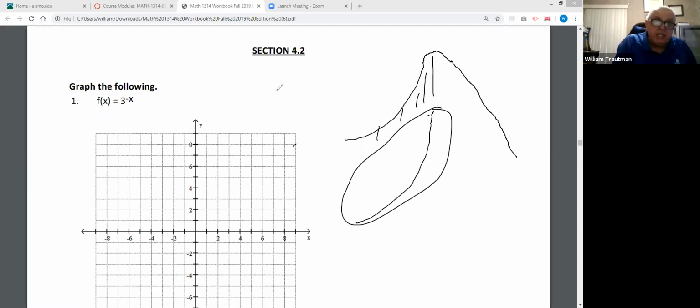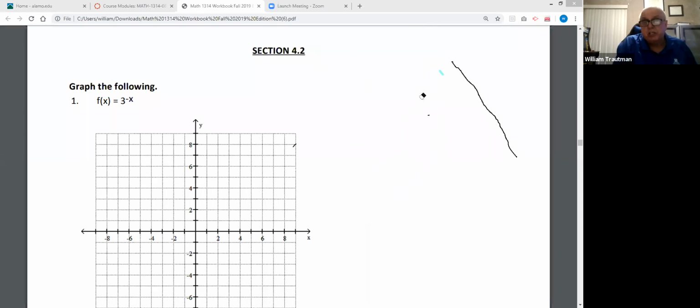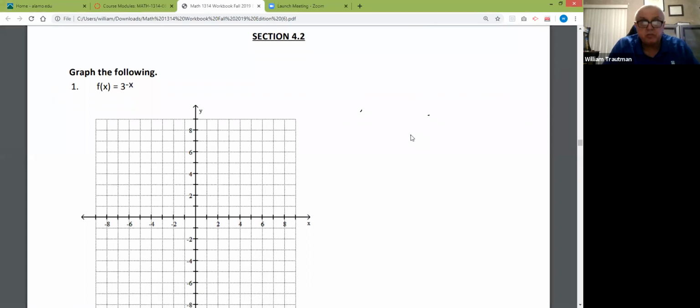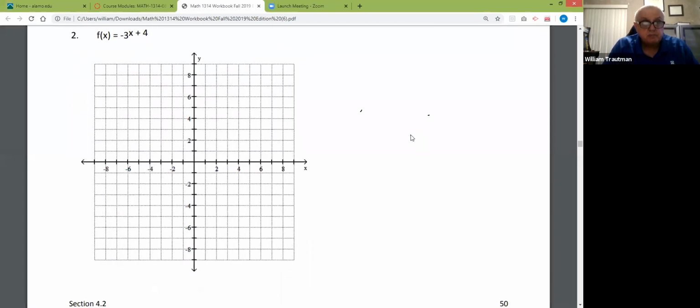And if you put negatives in front of it and things like that, it changes the curve's appearance also. So I want to look at the first couple of curves before I do this one.